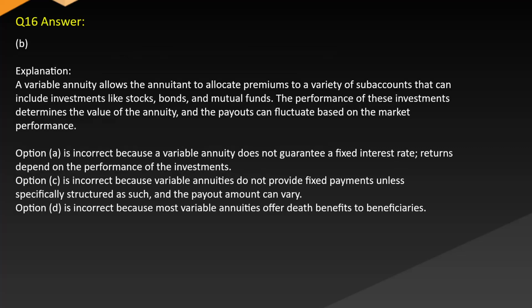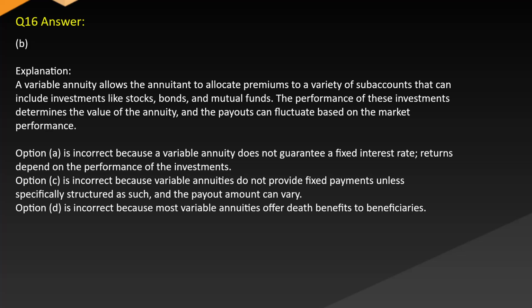Answer B. Explanation. A variable annuity allows the annuitant to allocate premiums to a variety of subaccounts that can include investments like stocks, bonds, and mutual funds. The performance of these investments determines the value of the annuity, and the payouts can fluctuate based on the market performance. Option A is incorrect because a variable annuity does not guarantee a fixed interest rate.